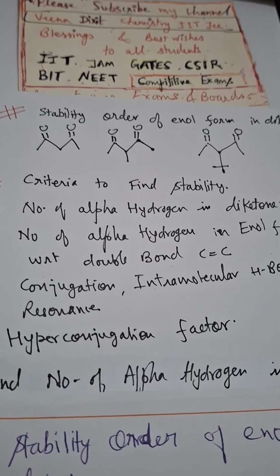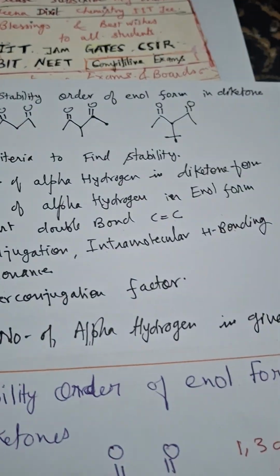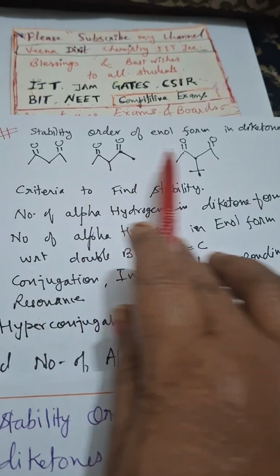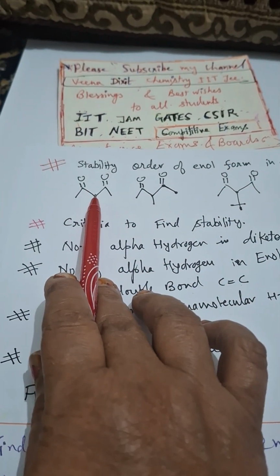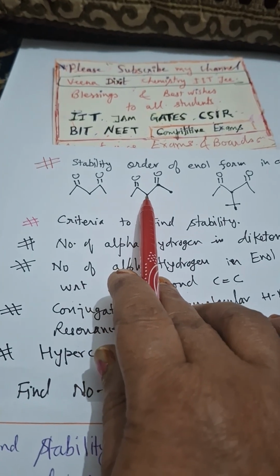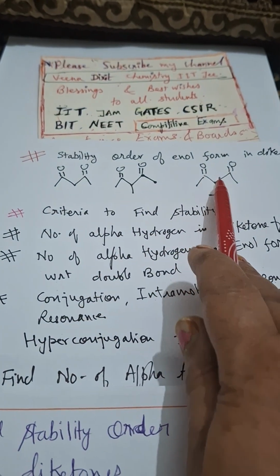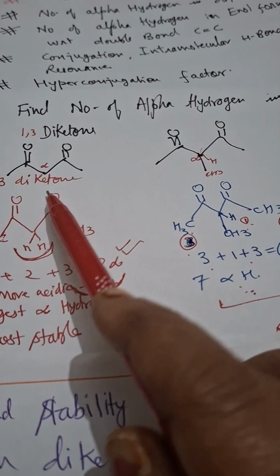Hello student, here we discuss the stability order of the enol form from its diketone. Three different diketones are given. Here is a methylene group, here one H and one CH3 group, and here one H and one tertiary butyl group. So I have shown you the structure like this.